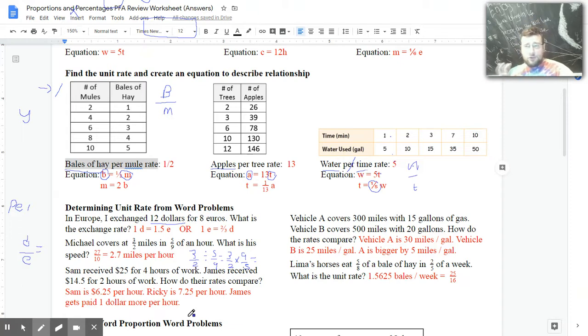Now, a lot of the answer choices aren't going to be fractions, so you may need to convert that fraction to a decimal. And all you have to do for that is get a calculator and do the top divided by the bottom. So 27 divided by 10, which would be 2.7 miles per hour in this example.